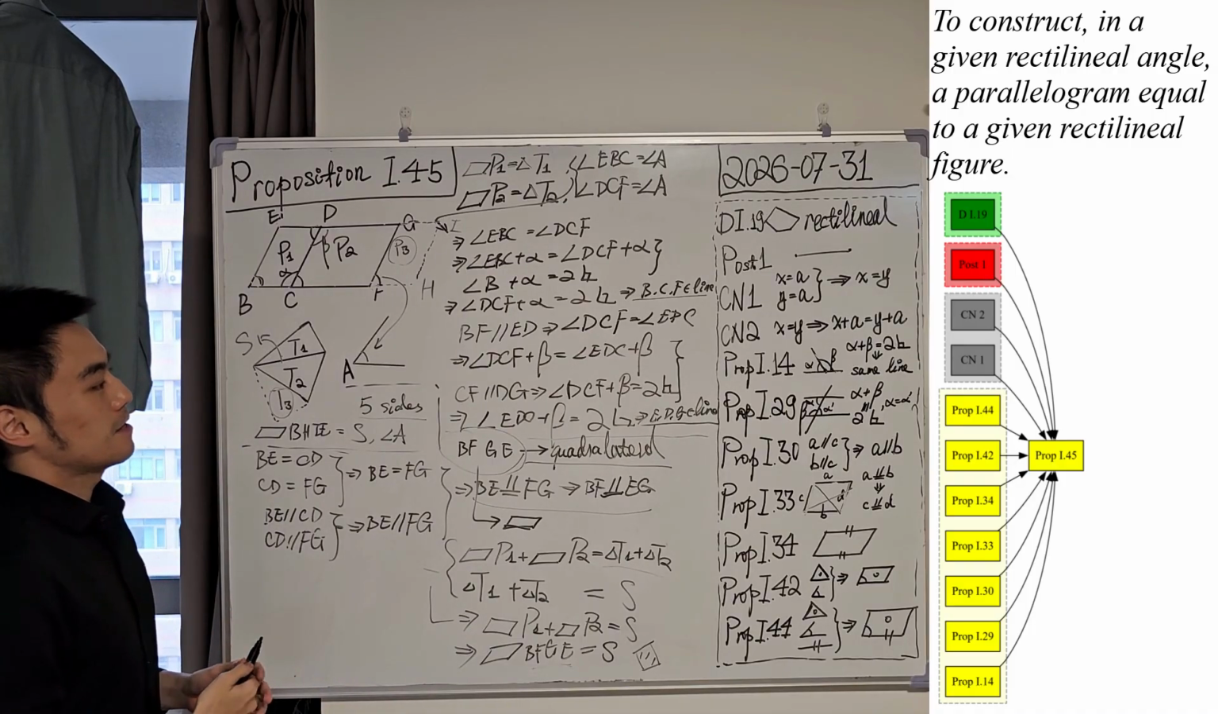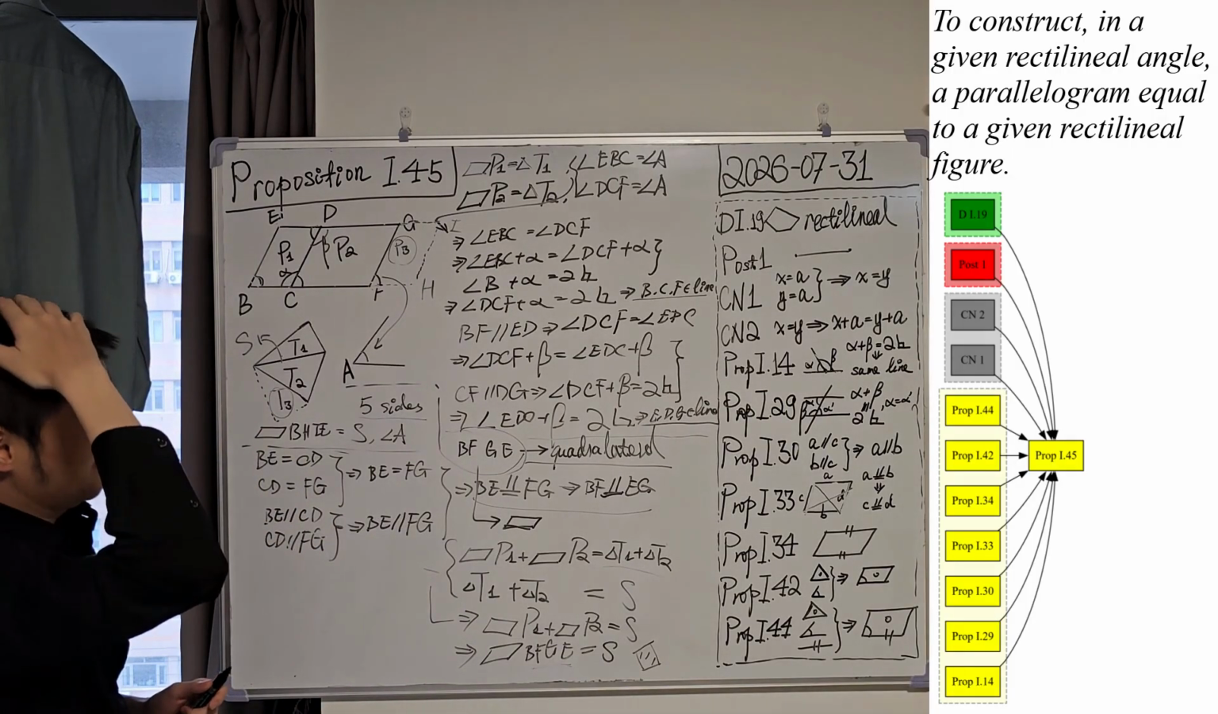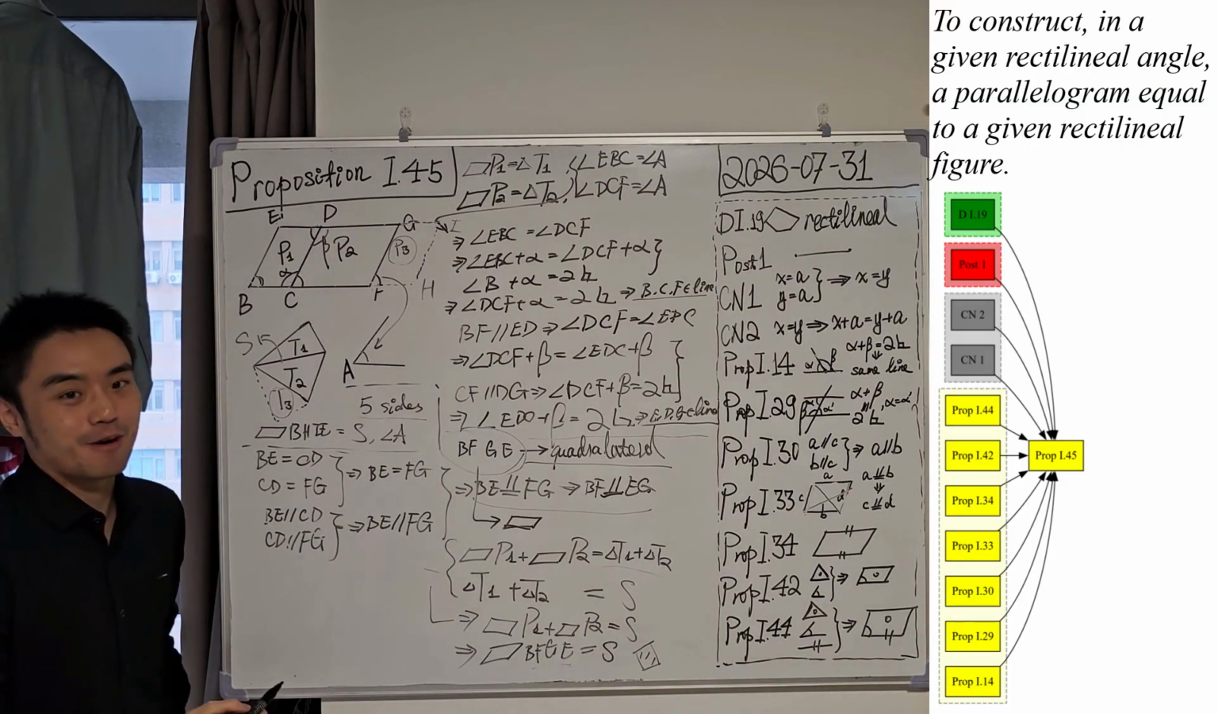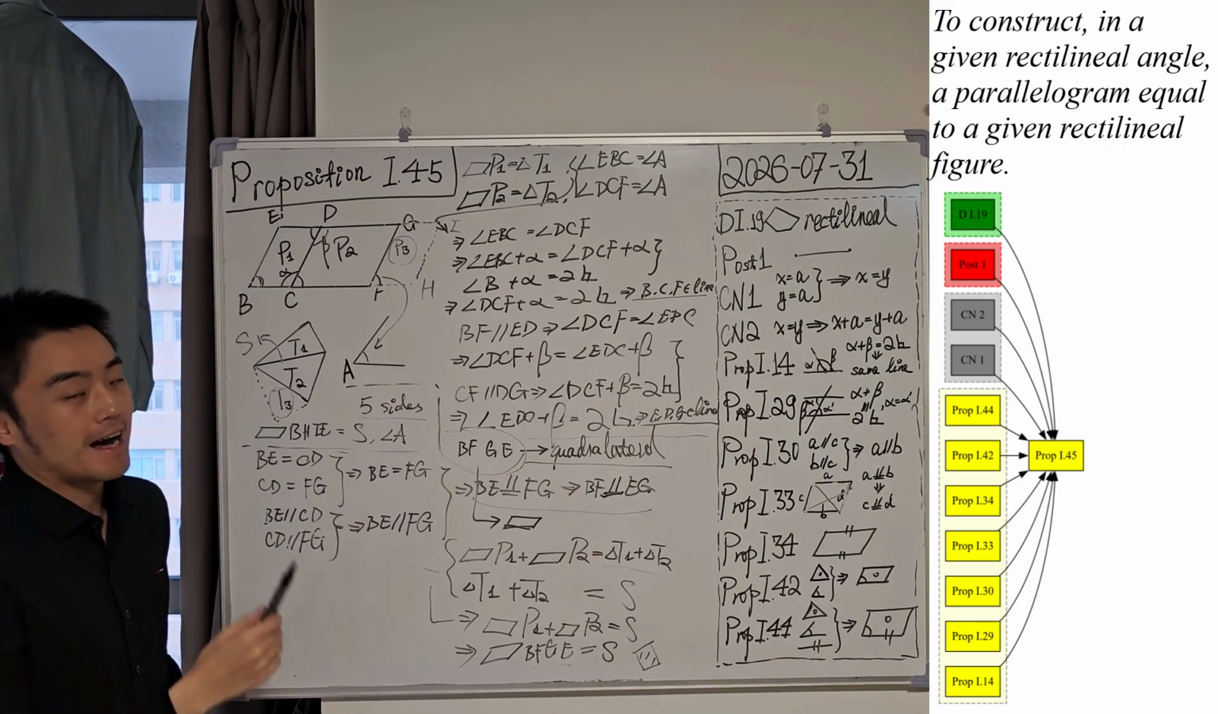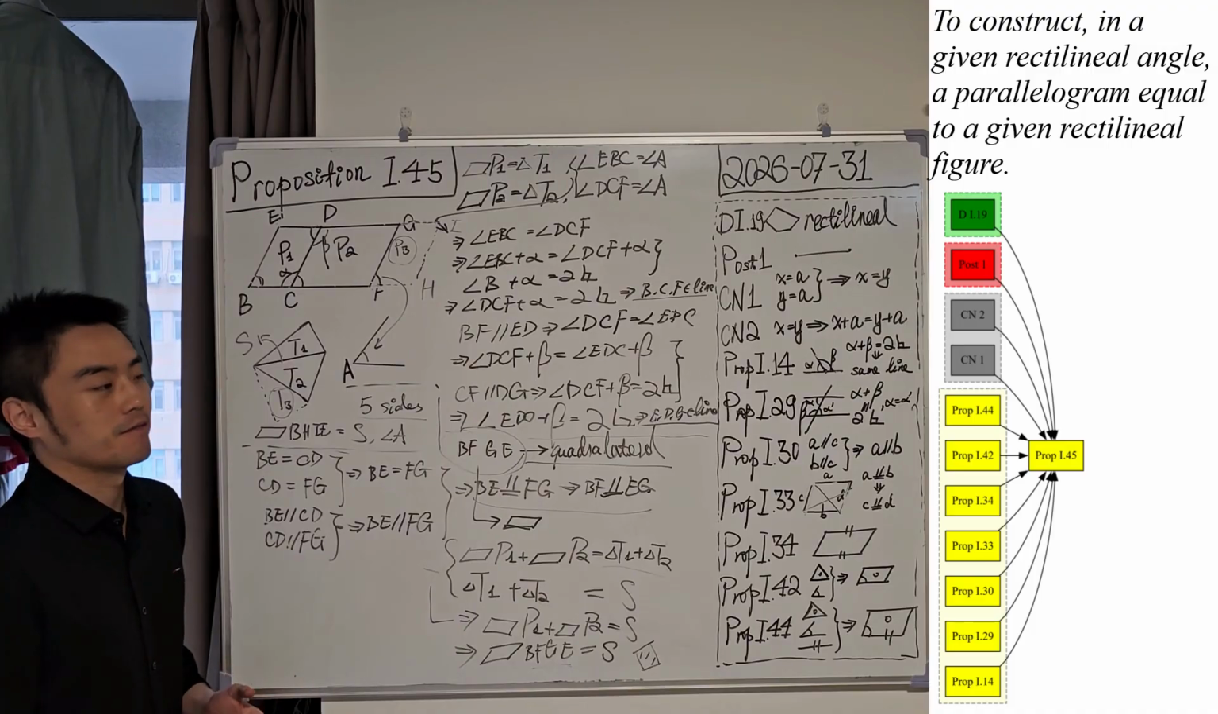Okay, that's great. So this is the end of the video, and in the next one we are going to talk about proposition 46, which I believe is the last Euclidean construction proposition from book 1.